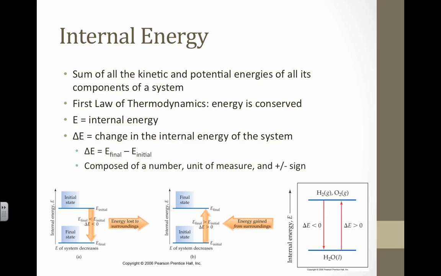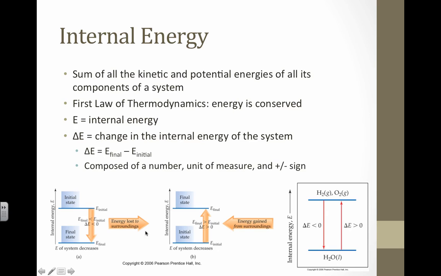E is the variable that we'll use, and it stands for internal energy. The change in E represents the change in internal energy of the system. The change in internal energy is the final energy minus the initial energy, so it's the difference. And it's a number, a unit of measure, and a plus or minus sign. So remember, if it's negative, it's leaving the system. If it's positive, it's being added to the system.